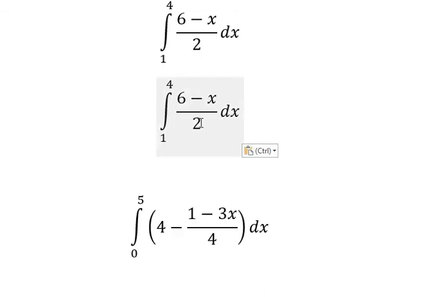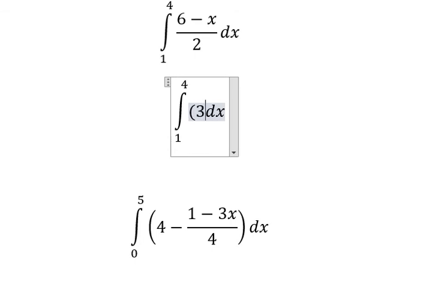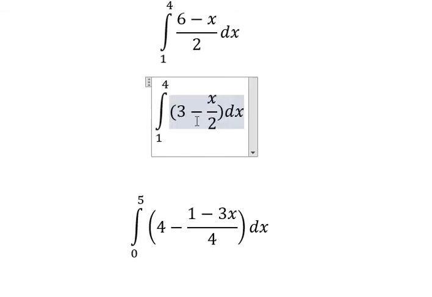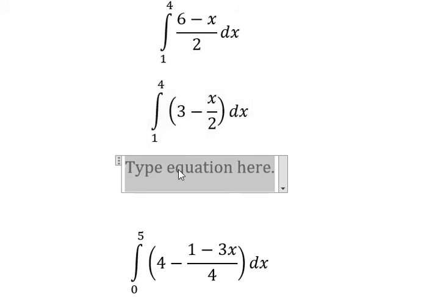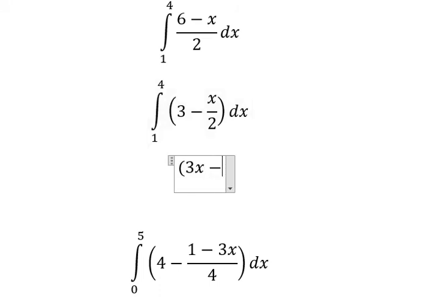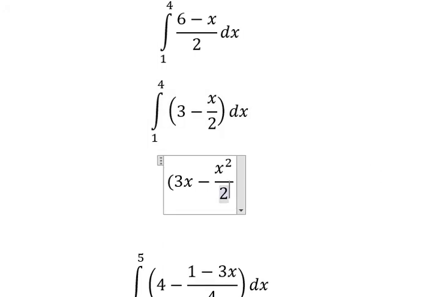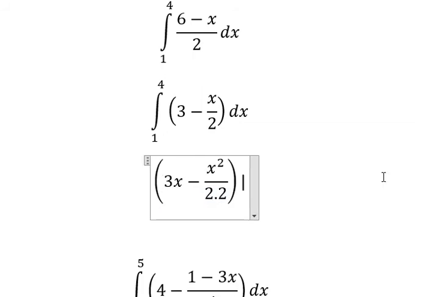6 divided by 2, s divided by 2. So we have 3 minus s over 2. The integration of number 3, we have 3s. The integration of s, we have s squared over 2, and we have another number 2 in here. And we put the bounds from number 1 to number 4.